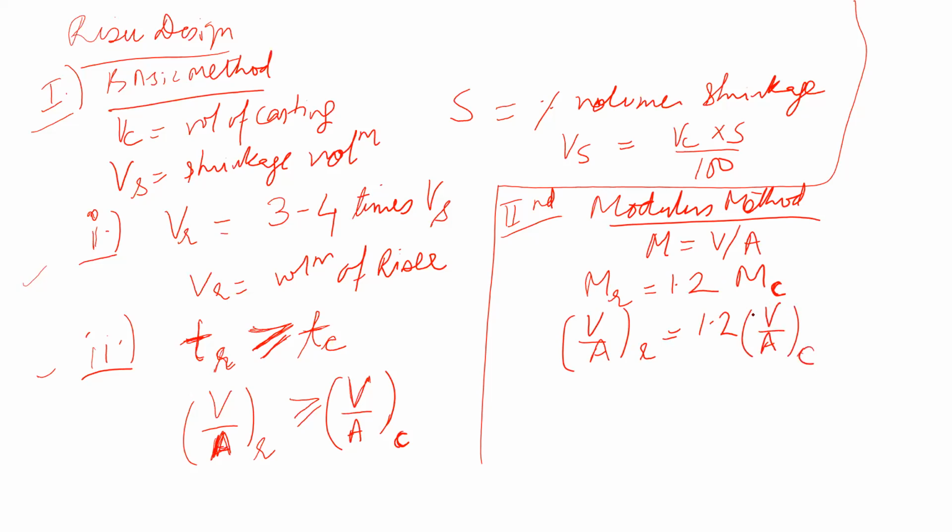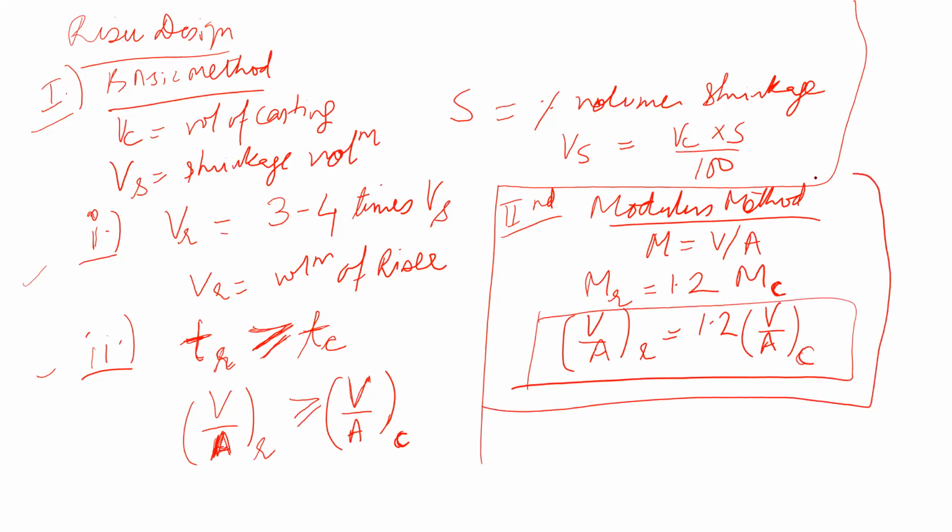If they ask you to design by the modulus method, you can directly use this formula and design the riser. Here R stands for riser and C is for casting. So please note down both methods: first is the basic method, and second is the modulus method. Any doubts in any of the methods, please ask me. We will do problems based on these methods. Don't worry, we will solve the numericals after this. If anybody has any doubt in the theoretical part, please ask me.